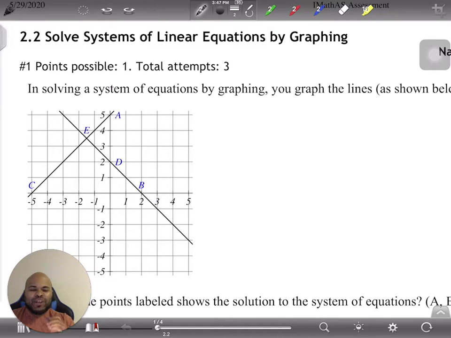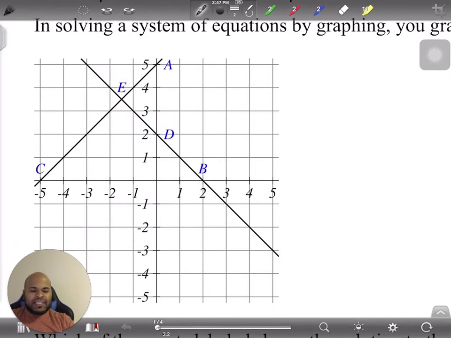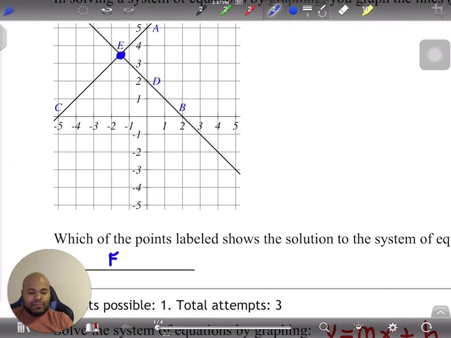And today we're going to talk about solving systems of linear equations by graphing. All right, so the first problem says, in solving a system of equations by graphing, which of the points labeled shows the solution to the system of equations? So from the previous 2.1 lesson, hopefully you remember that if I give you a system of equations in a graph, the solution to the system is wherever they cross, wherever they intersect. So that's it. That's the point. Therefore, the answer is E. That is the labeled point over here.